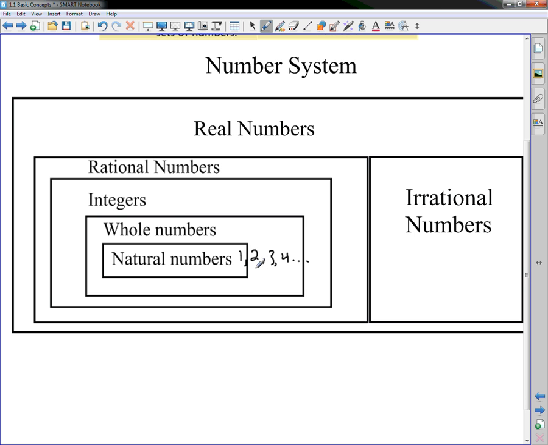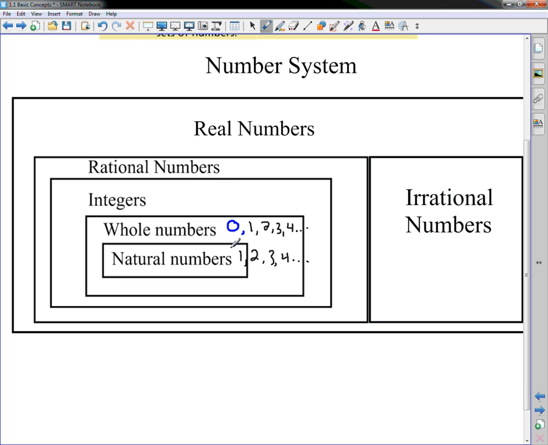The next box out, notice that it's a little bigger, so it has a little more. It's going to include all the numbers we just talked about, the 1, 2, 3, 4, and so on. But it's also going to include your whole number, and our whole number is the number with a hole in it, which is 0. So the only difference between natural numbers and whole numbers is the number 0.